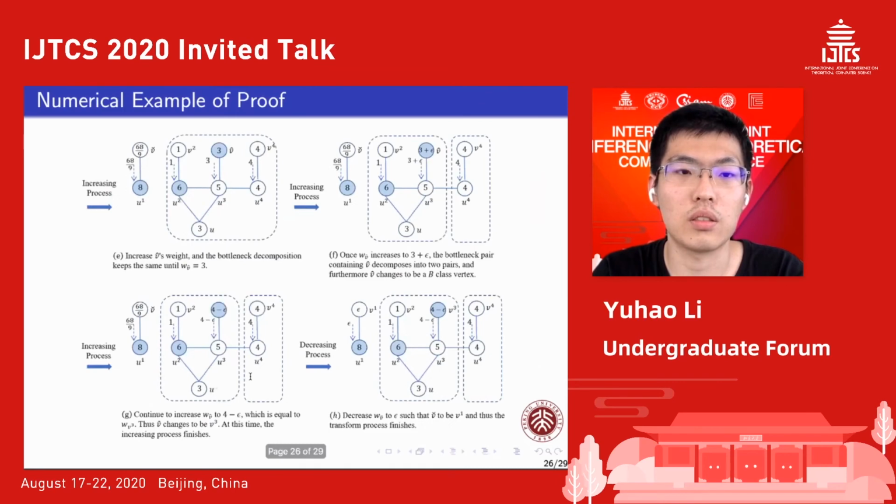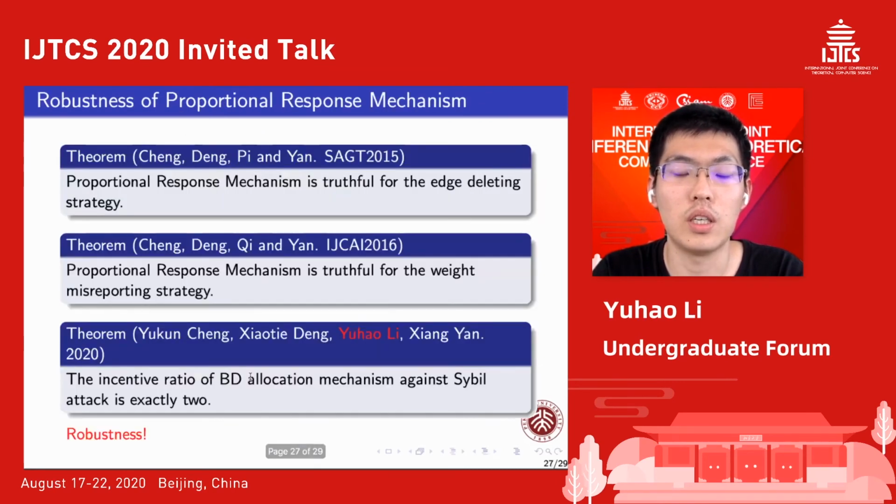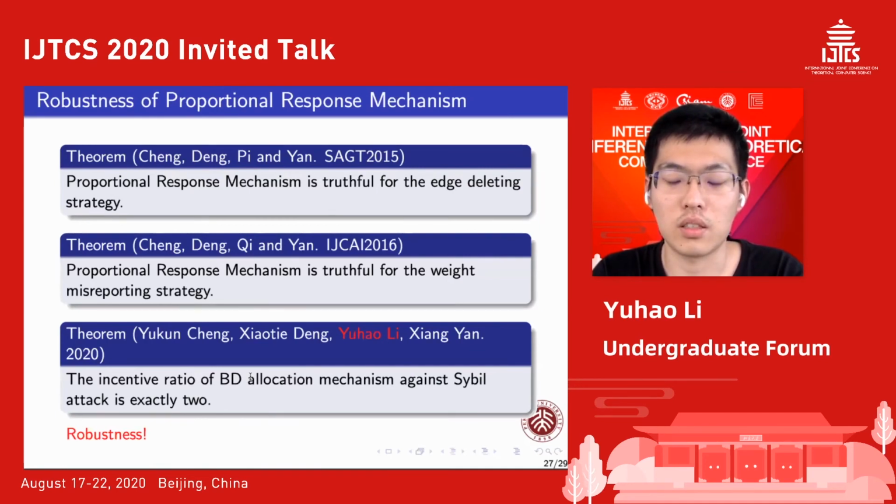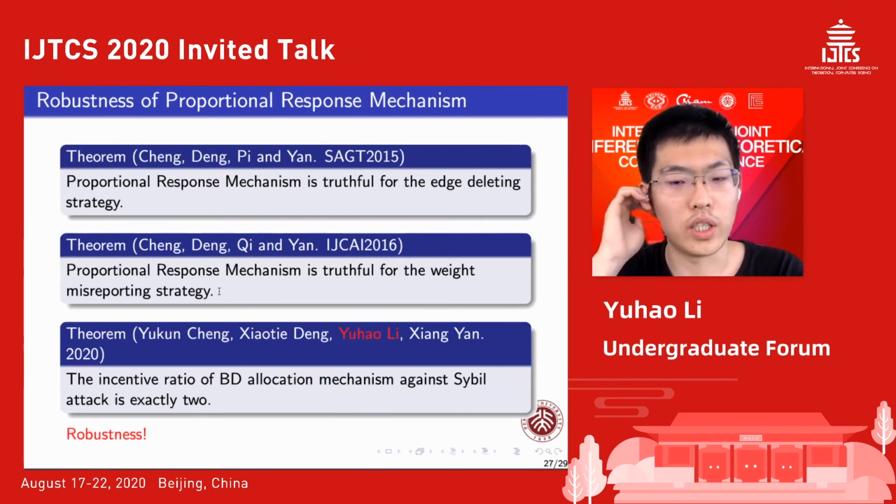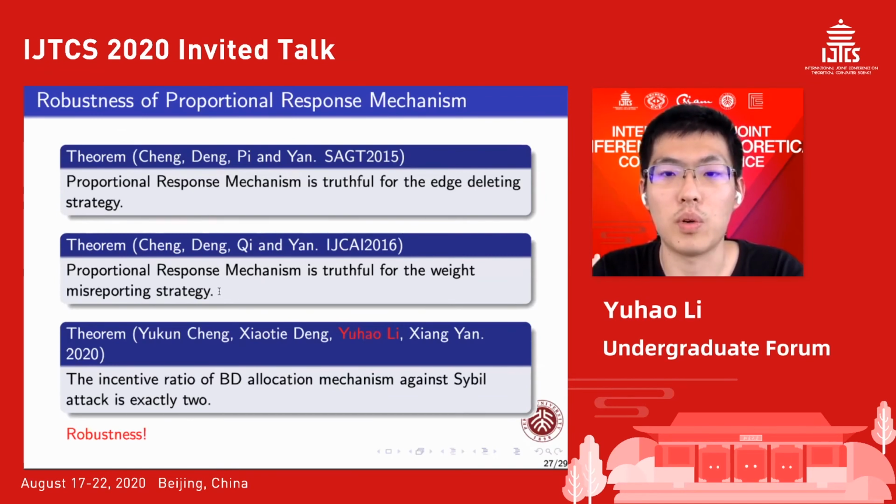So let me just skip the numerical example. And finally, our recent work proved the conjecture saying the incentive ratio of this mechanism against the CPU attack is exactly 2. And this proof is really hard but interesting. So I hope I can introduce the nice result in a few months. Combining with 2 truthful results, we proved the robustness of this proportional response mechanism.